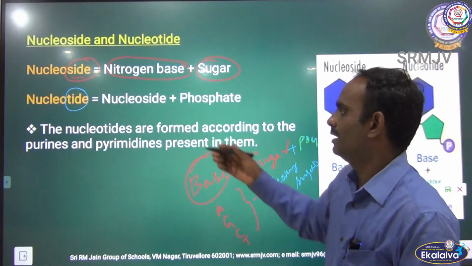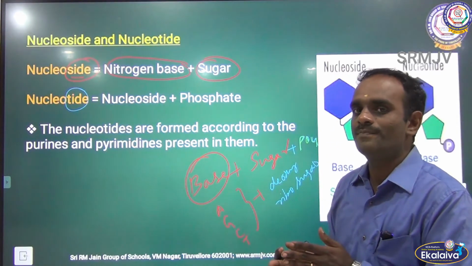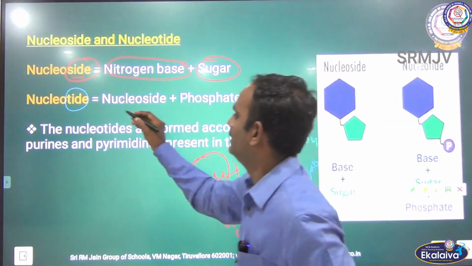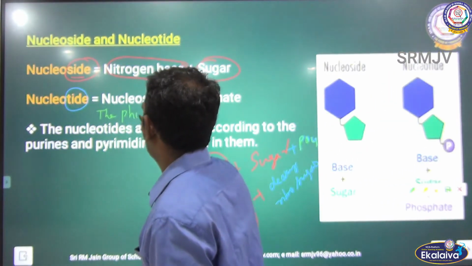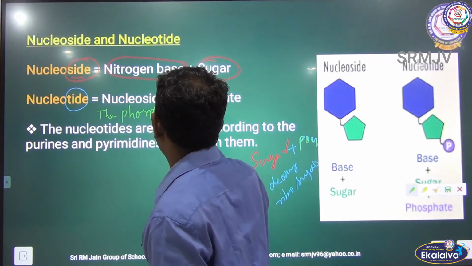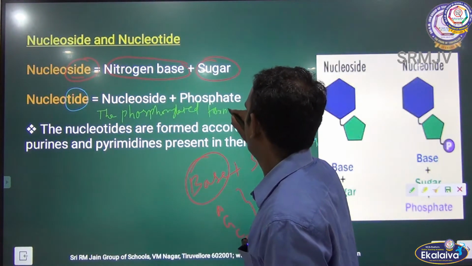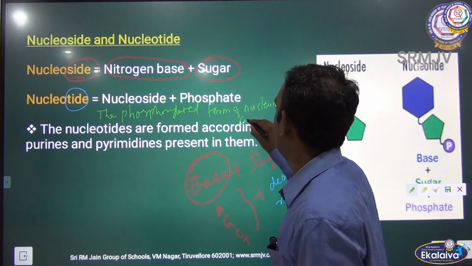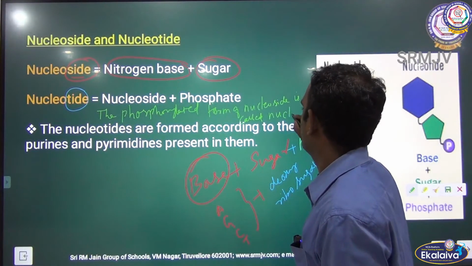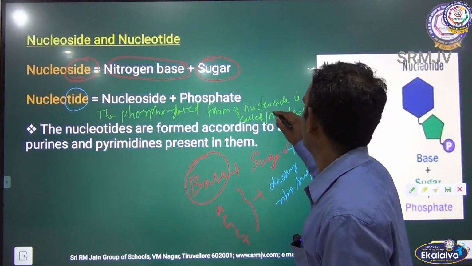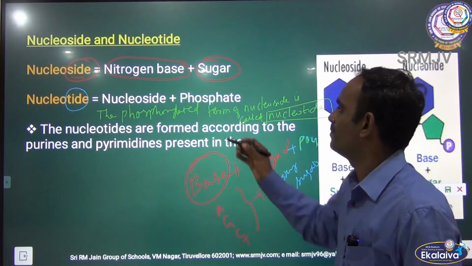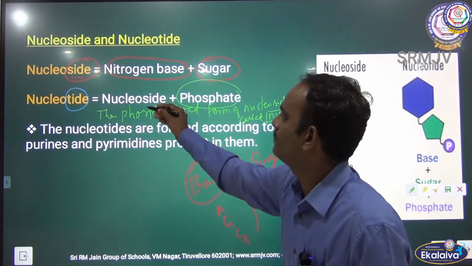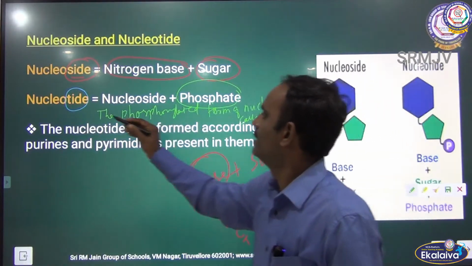Can you say the definition for nucleotide in another way? The phosphorylated form of nucleoside is called nucleotide. Children, listen. The phosphorylated form. So, nucleoside is there, and one extra phosphate is added. The phosphorylated form of nucleoside is called nucleotide.